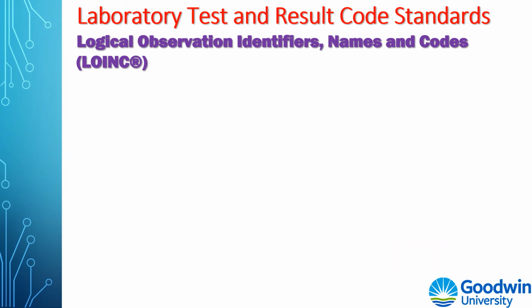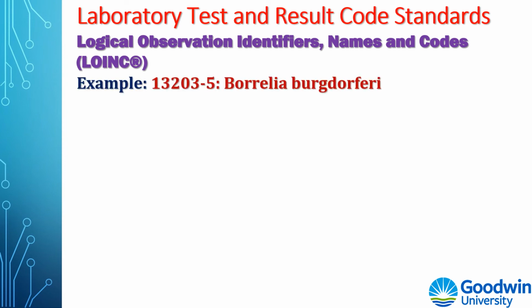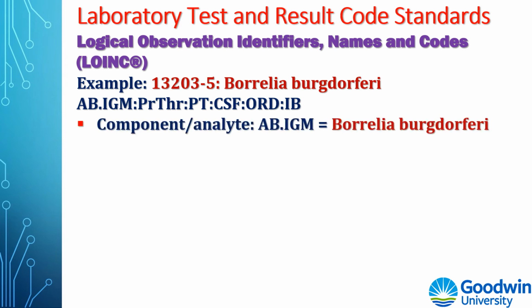So bear with me. I know this is going to be new for a lot of you. We're like, what is that? So this is an example. 13203-5 is the Borrelia burgdorferi, which is a bacteria. So it's about an infection. If I represent this in a LOINC code for a test, this is what I could get back for a result. And each one of these letters is a placeholder that represents one of the properties we just talked about. So let's break this down.